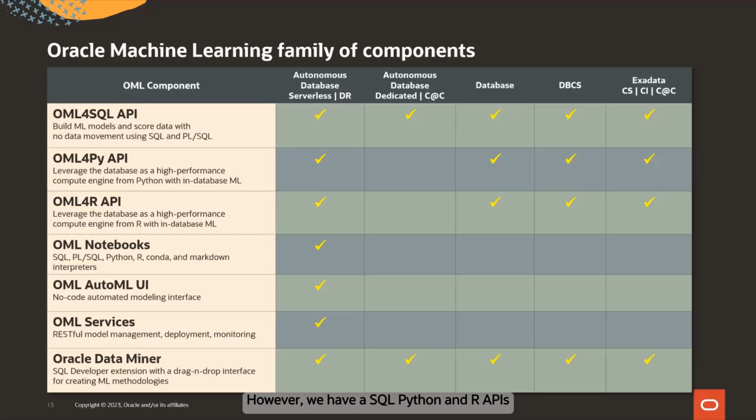We have SQL, Python, and R APIs available to access and use the machine learning capabilities. The Python and R APIs have some additional capabilities as well, and those are available on the various tools. What's different, though, is that with Autonomous Database, everything is pre-enabled. It's all there for you. In the case of Python and R with Oracle Database, whether it be DBCS or Oracle Database on-premises, some installation is required, and I'll touch on that in a moment.